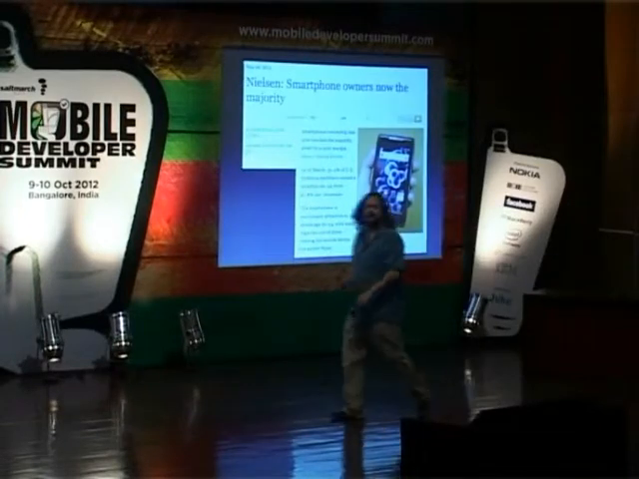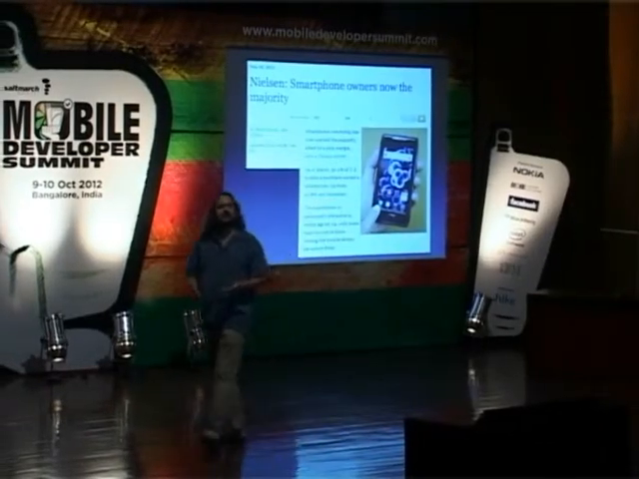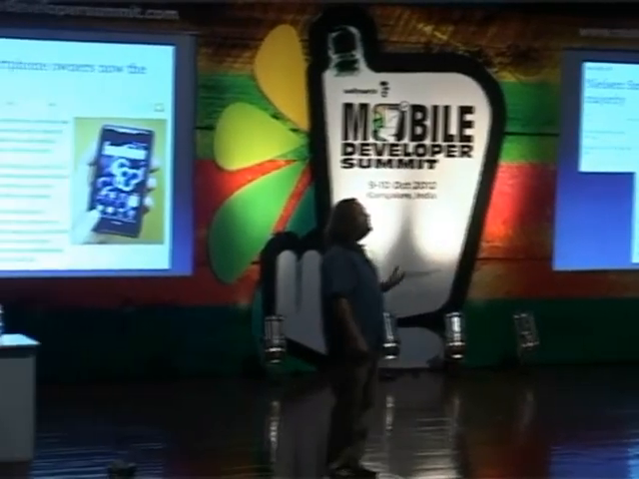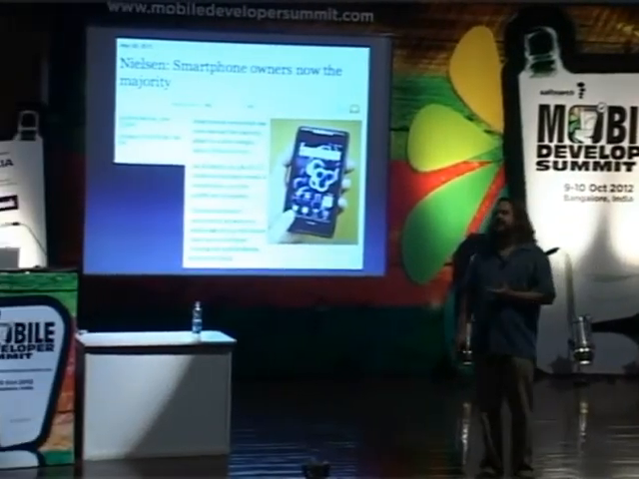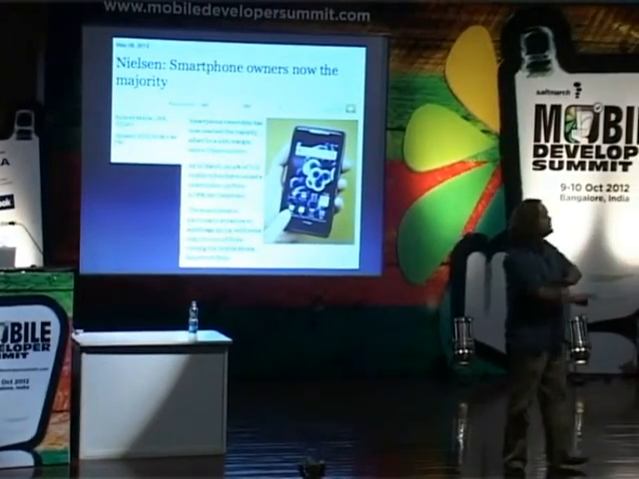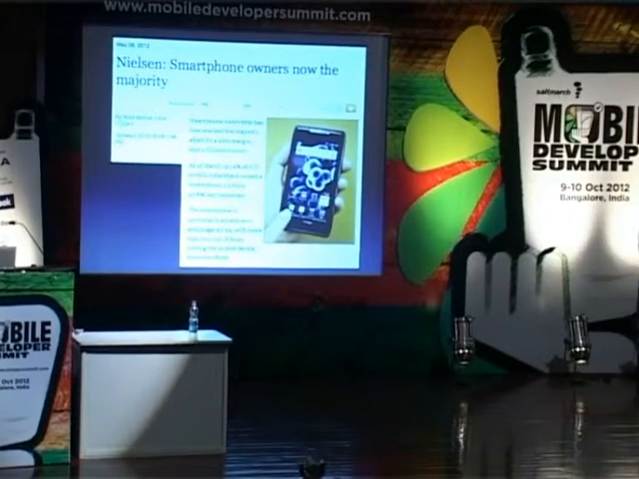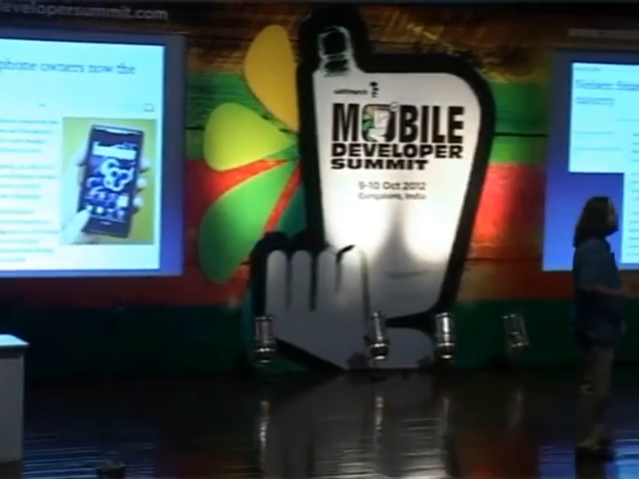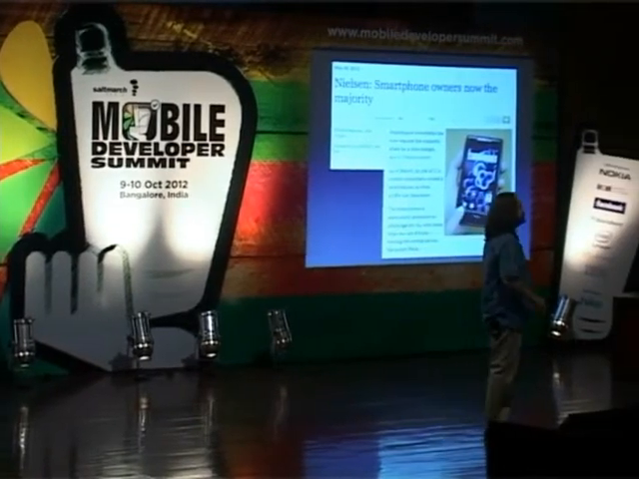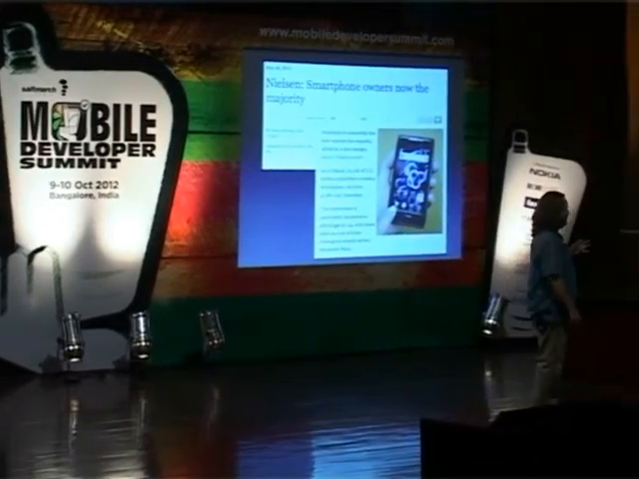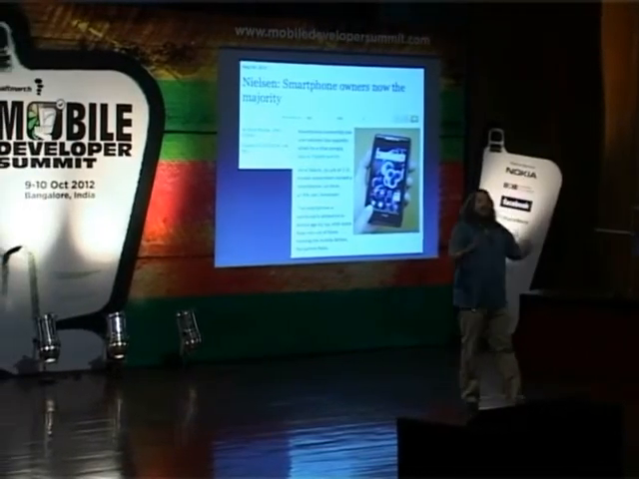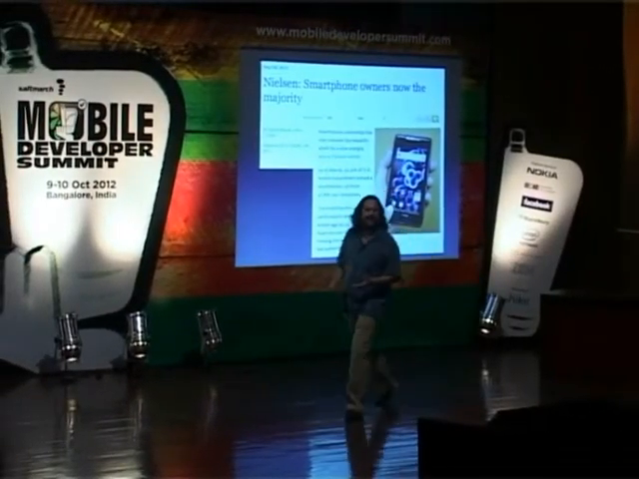This is a statistic based on United States smartphone usage. But over half of the cell phones in the United States at this point are smartphones. Now, that's across the entire population, over 50%. My mother-in-law, who is over 70 years old, just bought her first iPhone. So if my mother-in-law has a smartphone, that gives you an idea of how pervasive it is.